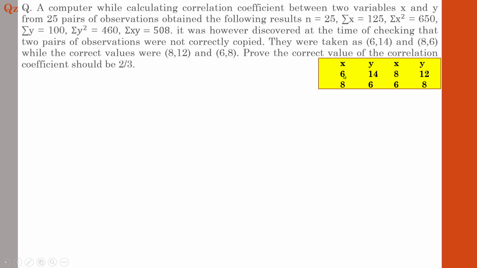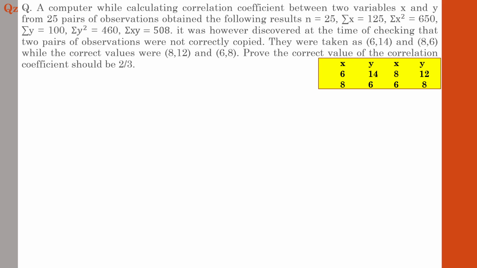See, they have taken 6 and 14 for x and y, one pair. Here it is said that two pairs of observations were wrongly selected. So 6 and 14 one pair, 8 and 6 one pair. These were the wrong values. They were taken as 6 and 14, 8 and 6, while the correct values were 8, 12 and 6 and 8. Instead of 8, 12 and 6 and 8, they have taken these two values. So you need to correct it. That is the concept of the question.